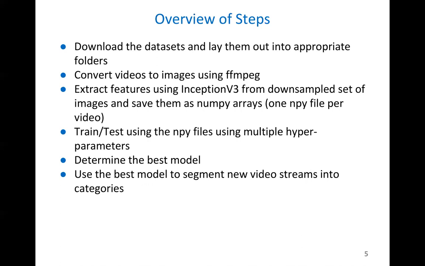We then use these NumPy files with various hyperparameters to figure out the best optimal model when training. And we will be using the minimum validation loss as a training metric. And once we have a trained model, we will use this to segment a new video stream, rather than test video streams, into a sequence of actions or categories.